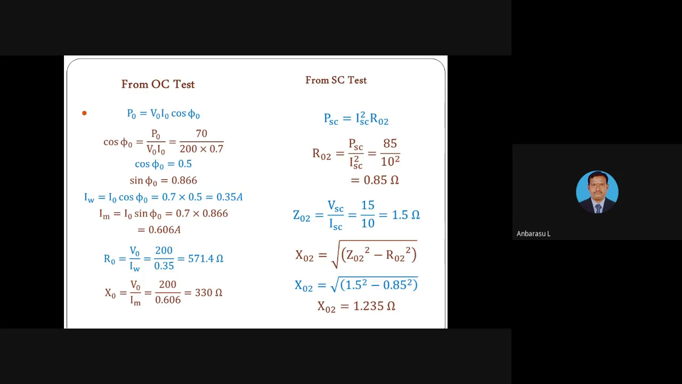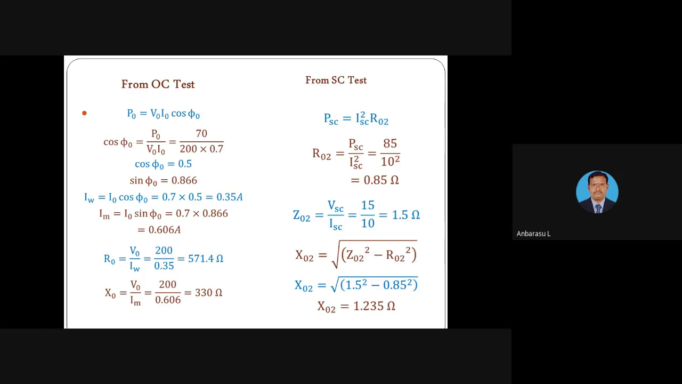So it is a data determined from the open circuit test. Then next is from the short circuit test, short circuit power PSC equal to ISC square into R naught 2. From that formula, ammeter reading and wattmeter readings are available. Unknown data is R naught 2. R naught 2 equal to PSC by ISC square.